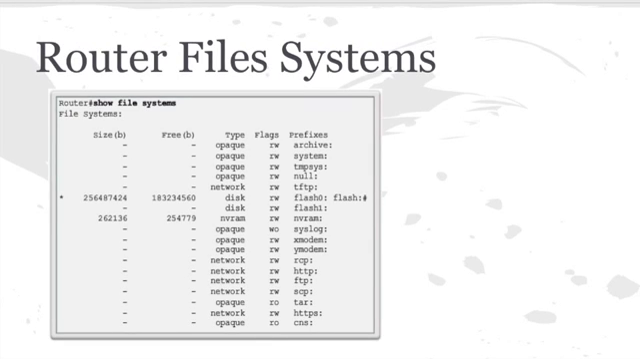The command show file systems provides useful information such as the amount of available and free memory, the type of file system, and its permissions. Permissions include read-only, write-only, and read-write.